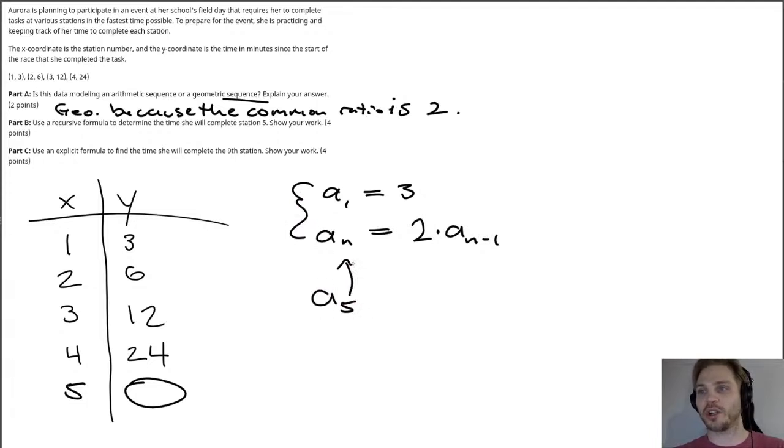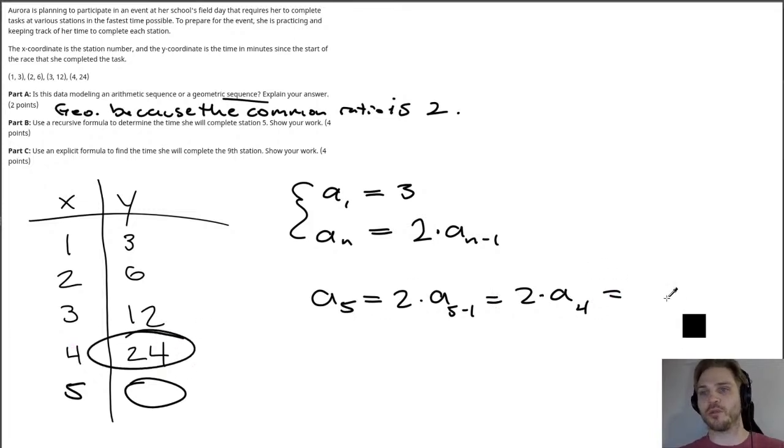So here I'm plugging in 5 for n. A sub 5 is equal to 2 times A sub 5 minus 1, which is equal to 2 times A sub 4. 5 minus 1 is 4. And then we can look up the 4th term, which is 24. So 2 times 24, and that equals 48.